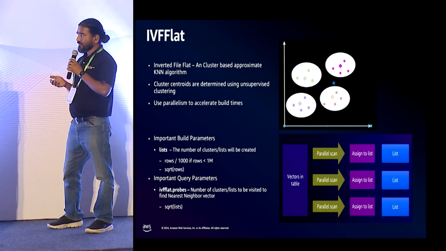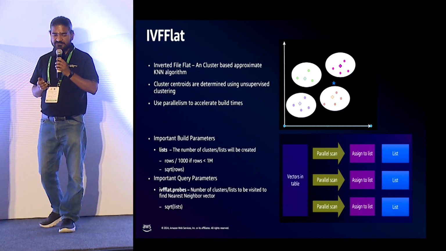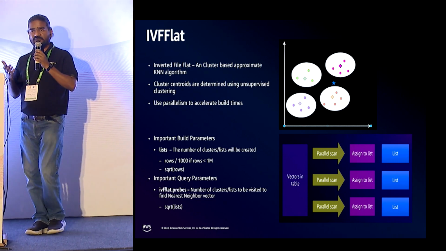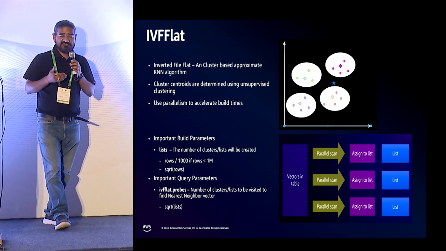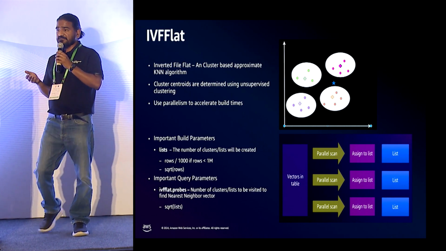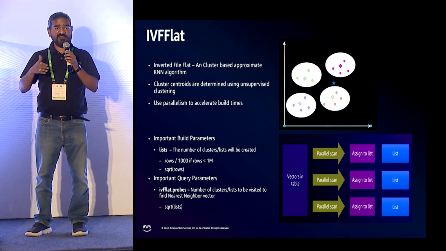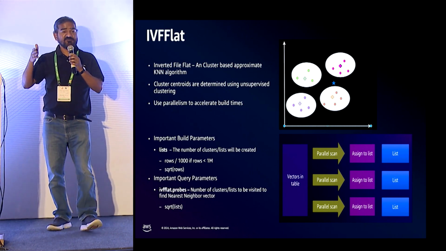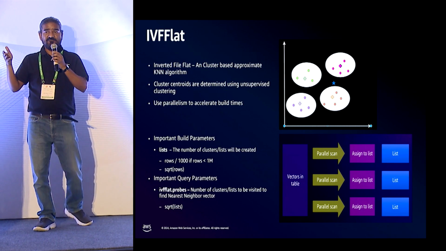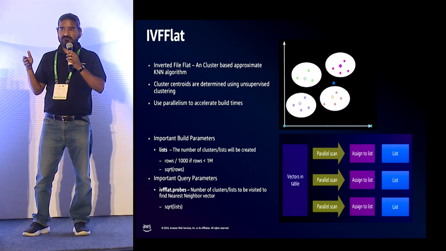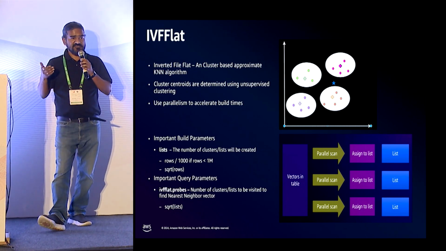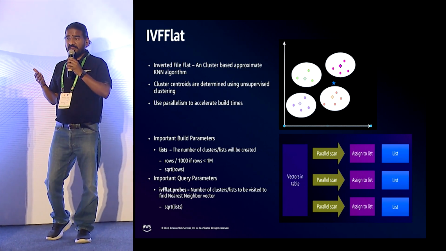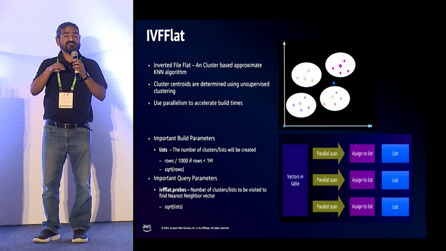Now, let me go to the IVF flat. This is a cluster-based index. This again supports approximate nearest neighbor search, and it's cluster-based. So what it does is it creates multiple clusters or multiple lists of similar vectors. And it sets a centroid in between, so that when a search query comes, it first searches for the centroid nearest to it, and then it searches within that cluster only.